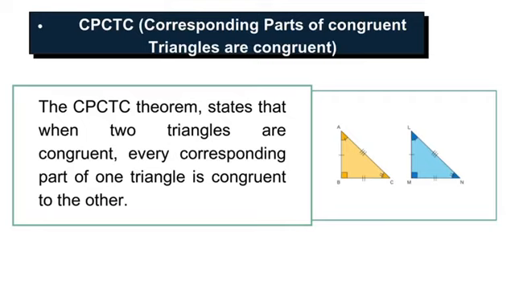It is a principle used in geometry that applies to triangles that are congruent, meaning they have the same size and shape. When two triangles are congruent, every corresponding side and angle in the triangles is equal. CPCTC is often used as justification in geometric proofs.